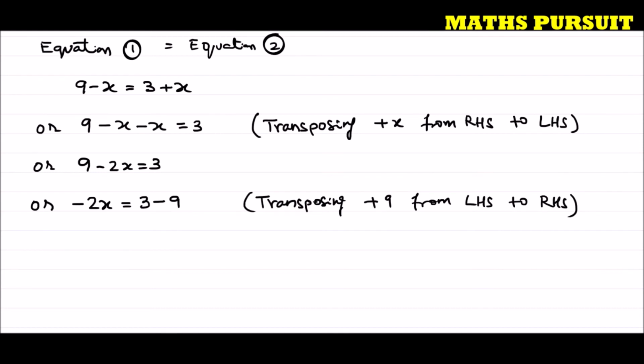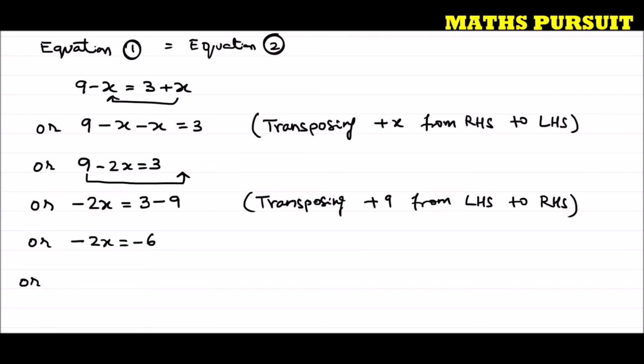So that I can move the unit numbers, that means the numbers without a variable, together to the right hand side. Initially I transposed this x from the right hand side to the left hand side, and now I am moving this 9 from the left hand side to the right hand side. Hope guys you are understanding. Or I can write minus 2x is equal to minus 6.